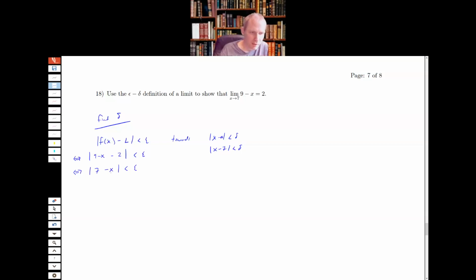I have a 7 minus x. I want an x minus 7, so we're going to factor out a negative 1. However, the absolute value of negative 1 is just 1. So this is exactly the same as x minus 7 in absolute values. So here we can pick delta equals epsilon.